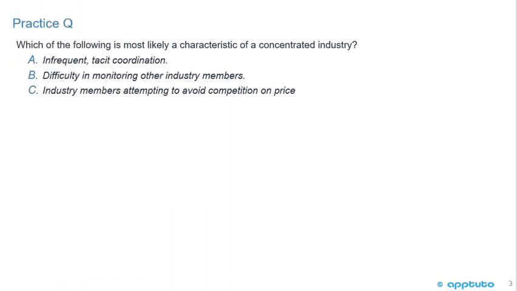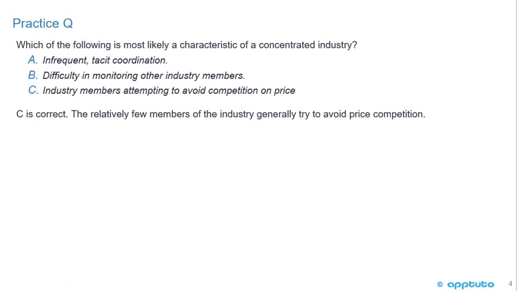Which of the following is most likely a characteristic of a concentrated industry? A, infrequent tacit coordination; B, difficulty in monitoring other industry members; or C, industry members attempting to avoid competition on price. Okay, that question is a bit of a tricky one. You need to go through and make sure you've got all your little factoids straight. C is correct. The relatively few members of the industry generally try to avoid price competition. So a concentrated industry means there are few competitors, and they generally try to avoid price competition.